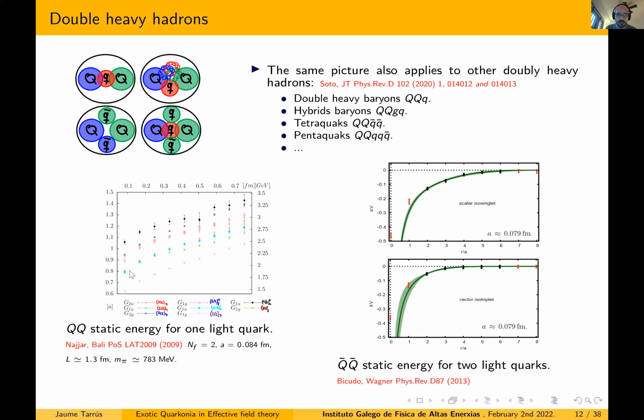For example, this one here, this green and red, these correspond to different projections of a spin 3/2 positive parity operator. And again, at short distance, we recover the O(3) symmetry. So these two states are degenerate. And there is also lattice data for these doubly heavy tetraquarks.